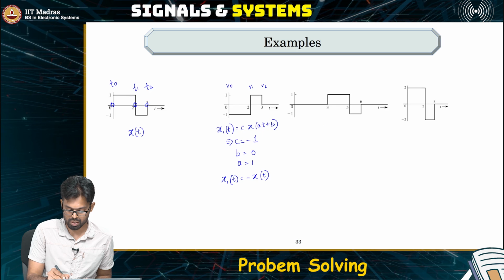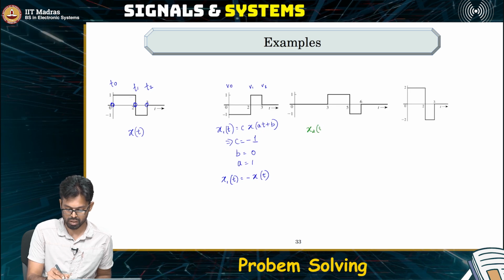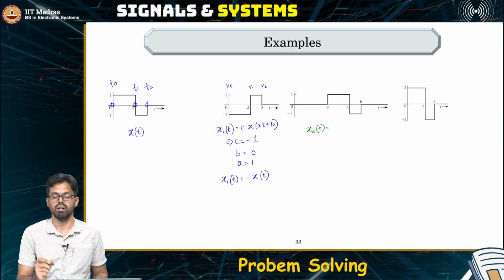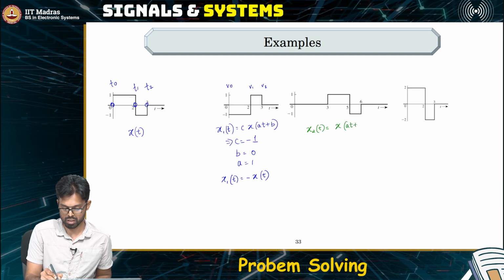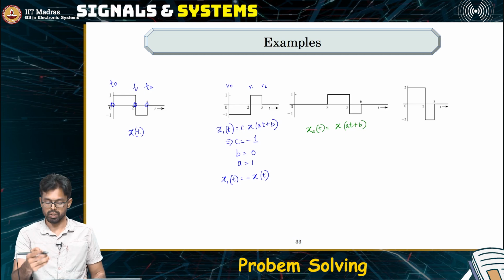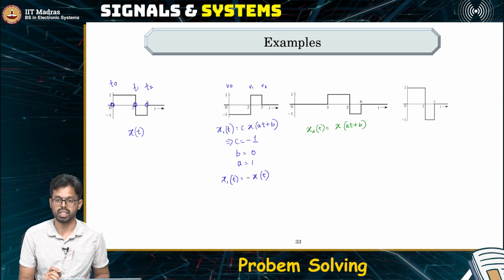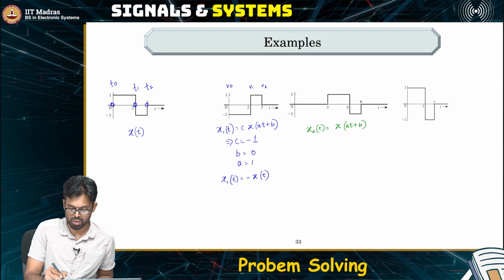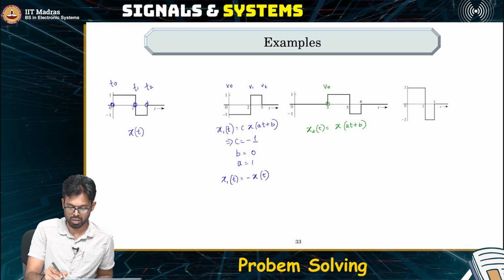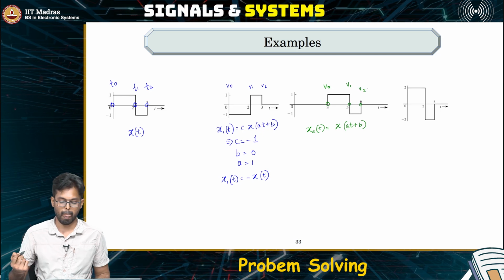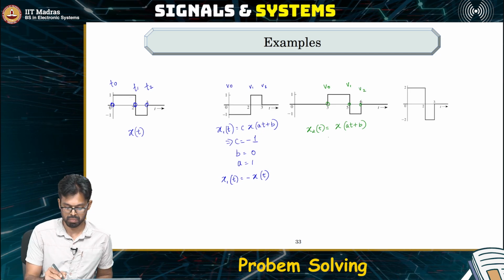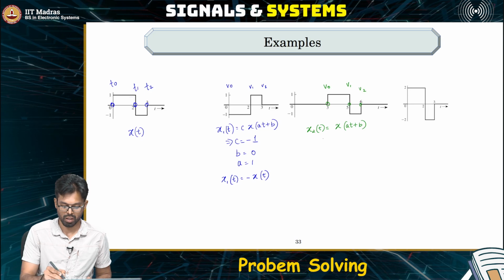Let's call this x2 of t. The amplitudes have not changed, so there is no scaling in amplitude here. There is only shifting and scaling in time. So all you have to do is once again note the critical points V0, V1, V2. Okay. Now let's see what happens to a and b.